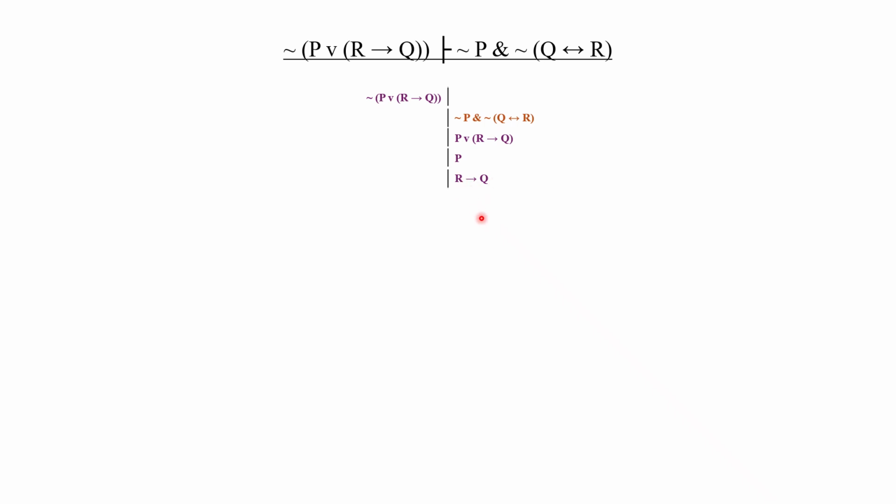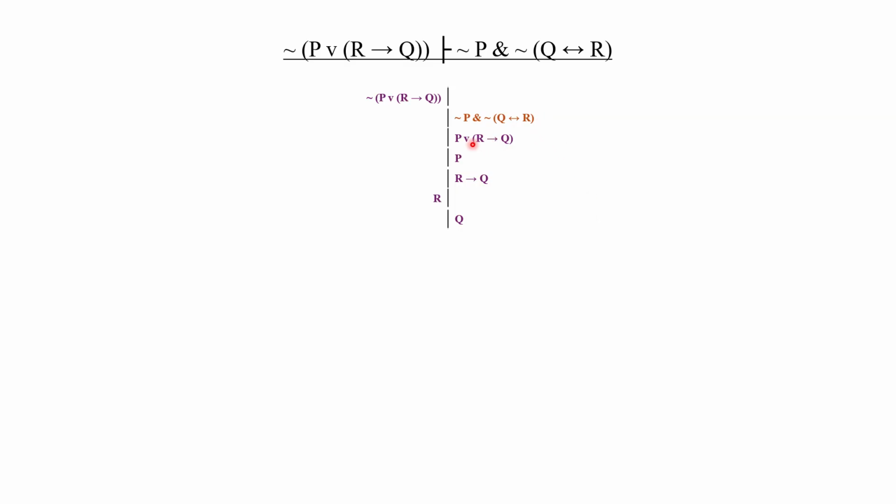And then we just have our R arrow Q, and arrow on the right-hand side is another stacking rule, because an arrow is false where the left side is true and the right side is false. And then we're done there. Next, we need to move on to our conclusion.